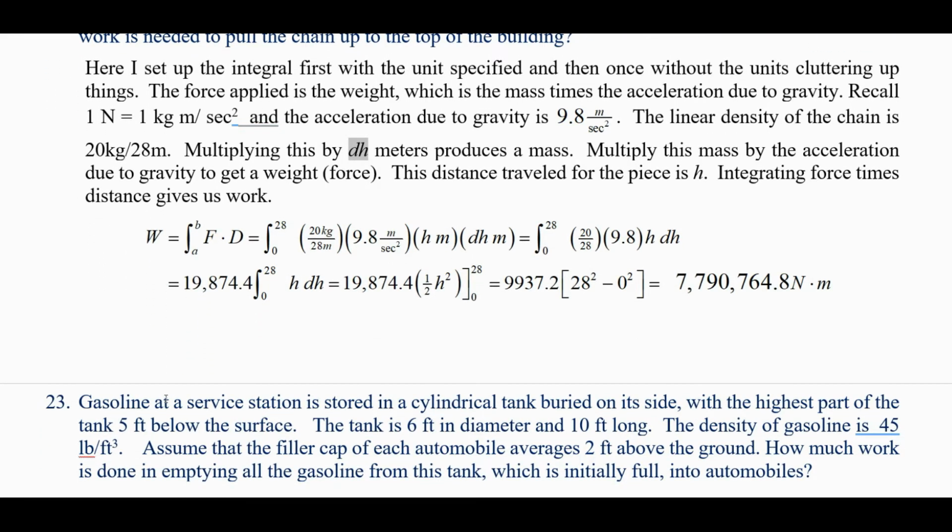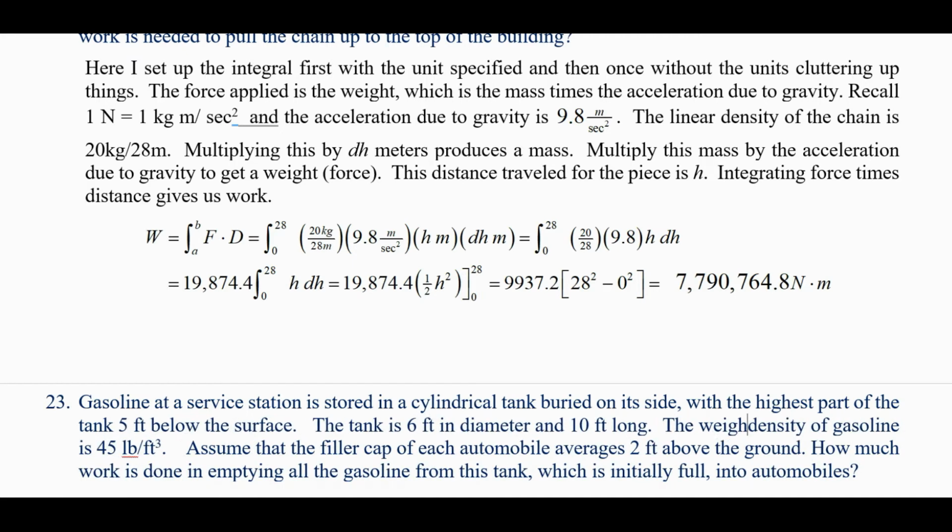All right, let's try this one. Gasoline at a service station is stored in a cylindrical tank buried on its side, with the highest part of the tank 5 feet below the surface. The tank is 6 feet in diameter and 10 feet long. The density of gasoline is 45 pounds per cubic foot. I guess technically I should call that the weight density. And assume that the filler cap of each automobile averages 2 feet above ground. How much work is done in emptying all the gasoline from the tank, which is initially full, into automobiles?